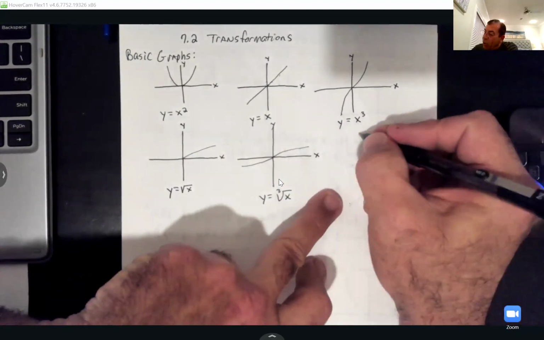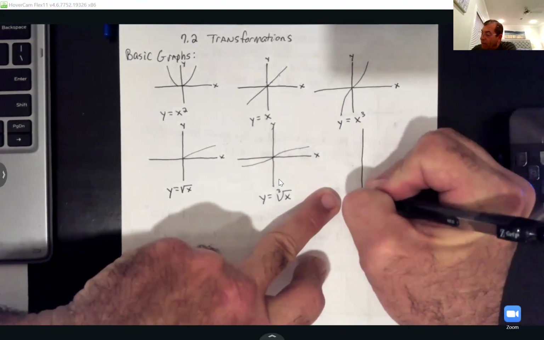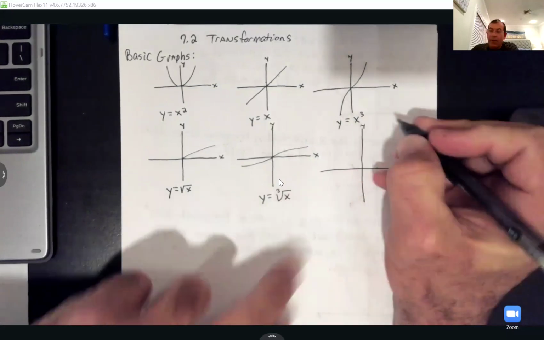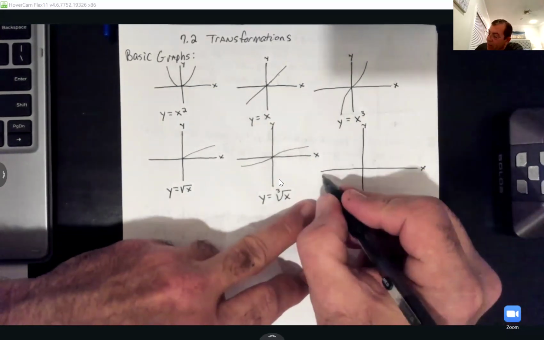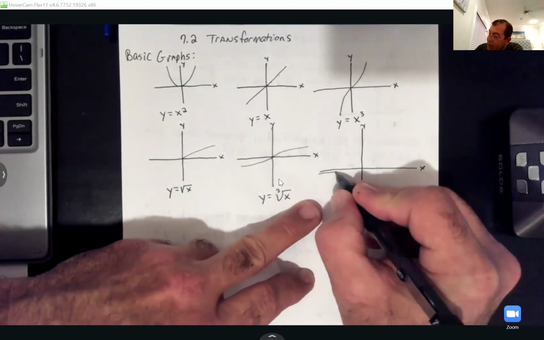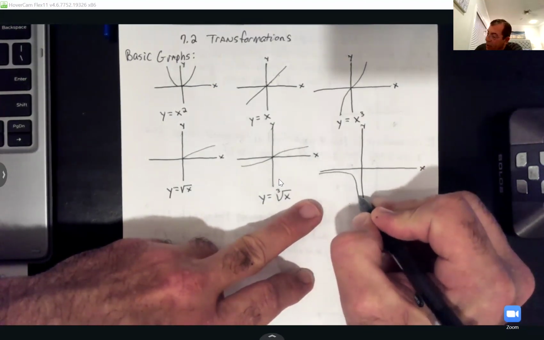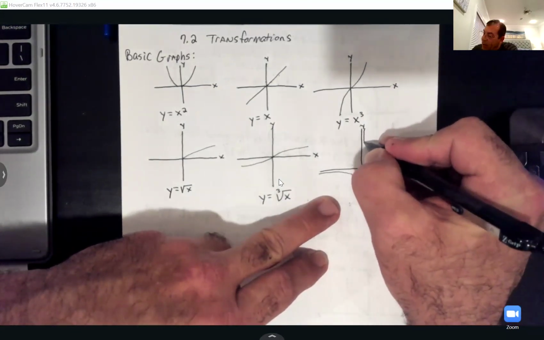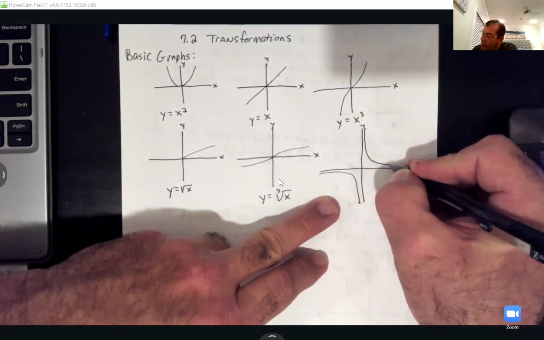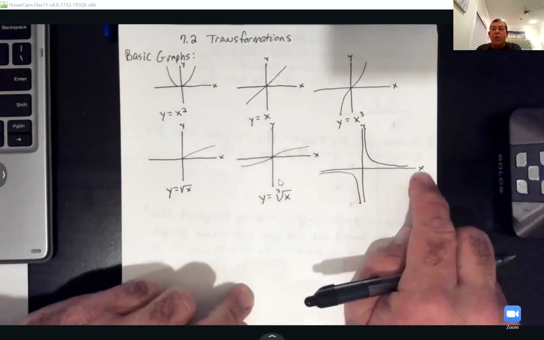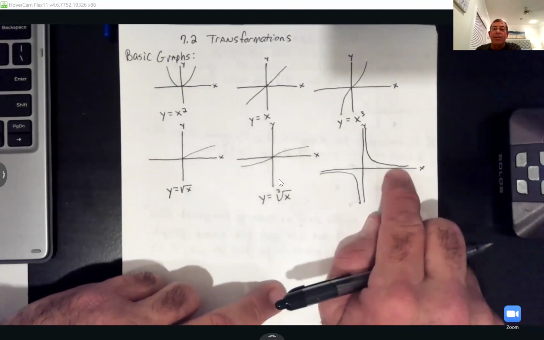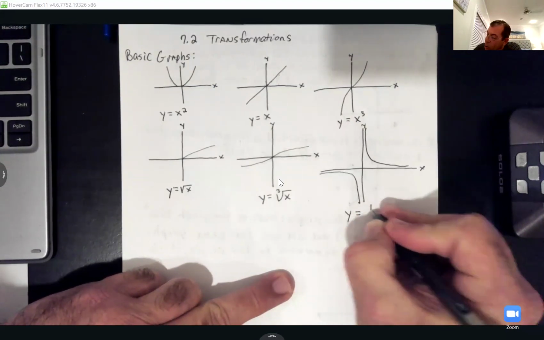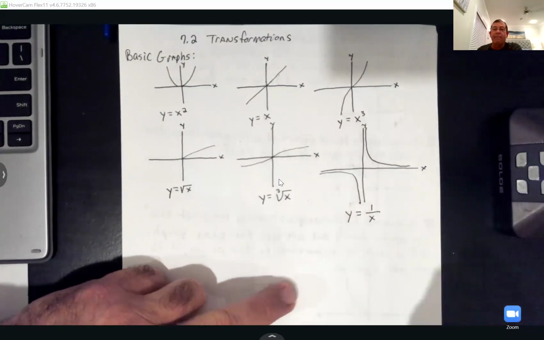And then we got one more we call a reciprocal graph. So this graph on the left side comes in and then it heads straight down. On the right side, this one's coming in from the top and then it sort of wants to head towards the x-axis in both directions. This is the reciprocal, y equals 1 over x.